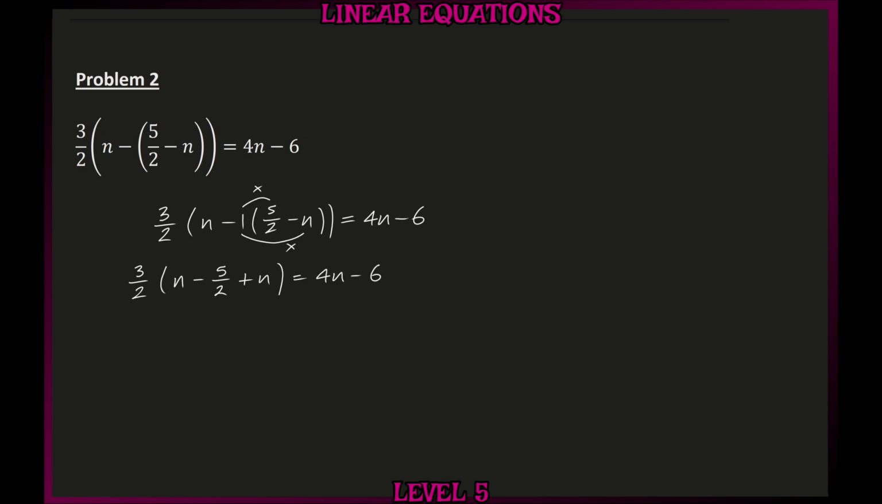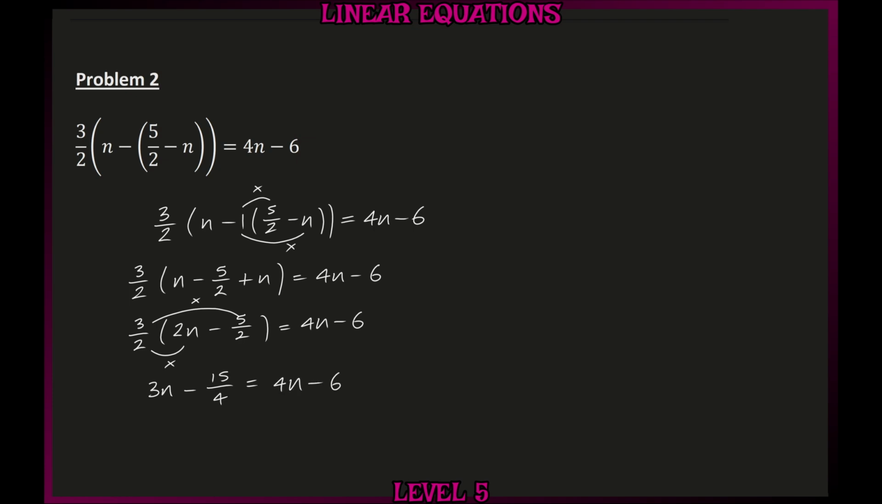Now we can simplify the bracket on the left, and so we have 3 over 2 multiplied by an n plus n is 2n, and we still have a minus 5 over 2 in that bracket and a 4n minus 6 on the right. We can now expand the left hand side. So 3 over 2 multiplied by 2n gives us 3n, and 3 over 2 multiplied by minus 5 over 2 gives us minus 15 over 4, and that's equal to 4n minus 6.